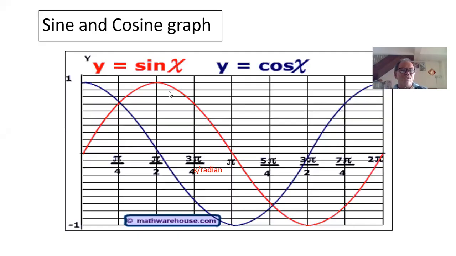Okay, you need to recognize the sine graph, right? It starts from 0. Maximum is pi over 2 radian, and 0 is pi. And then negative maximum is 3 pi over 2. Cos, you need to remember, starts with a maximum 1. Then 90 is 0. Minus 1 is 180. Right? That you must remember.